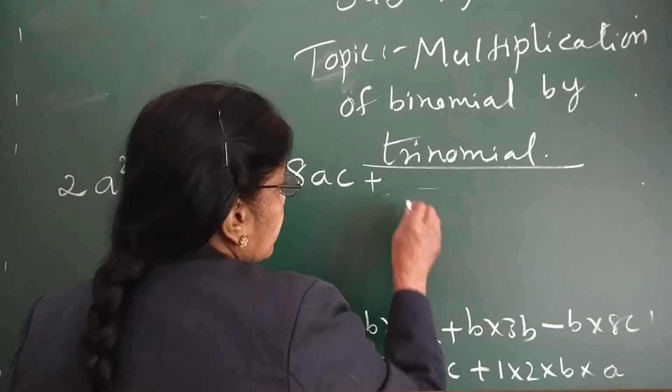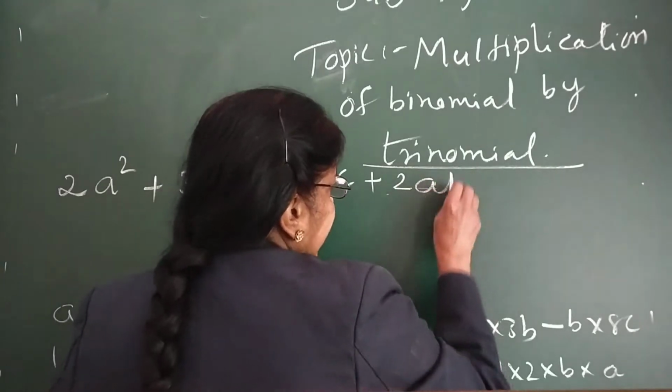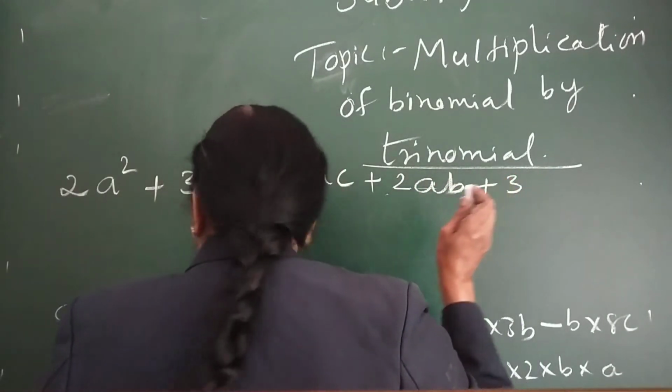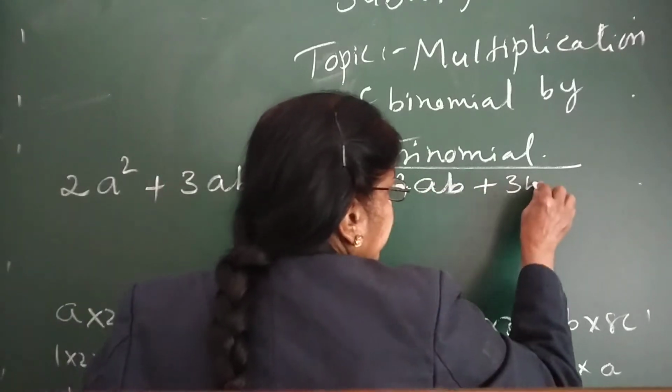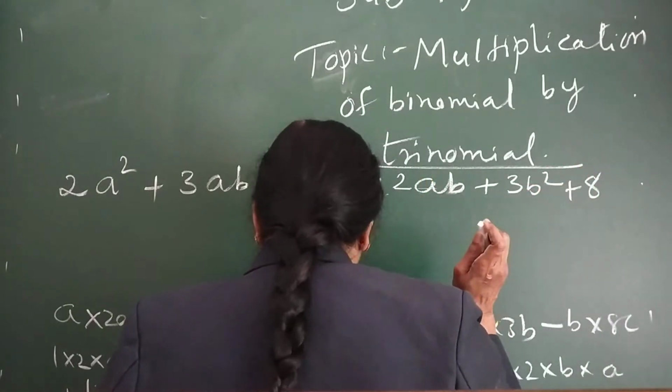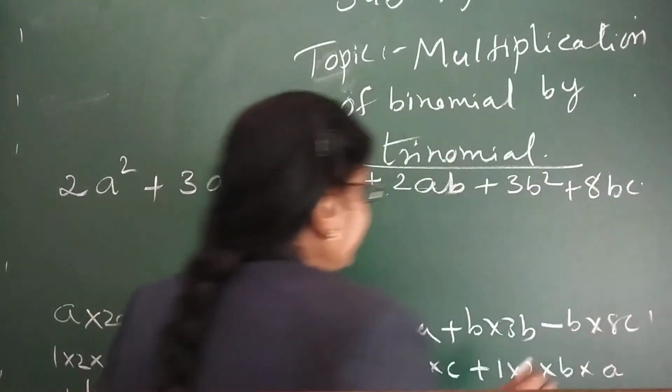1 into 2 is 2. b into a is ab. Then plus sign remains as it is. 1 into 3 is 3. b into b is b square. Plus sign remains as it is. 1 into 8 is 8. b into c is bc.